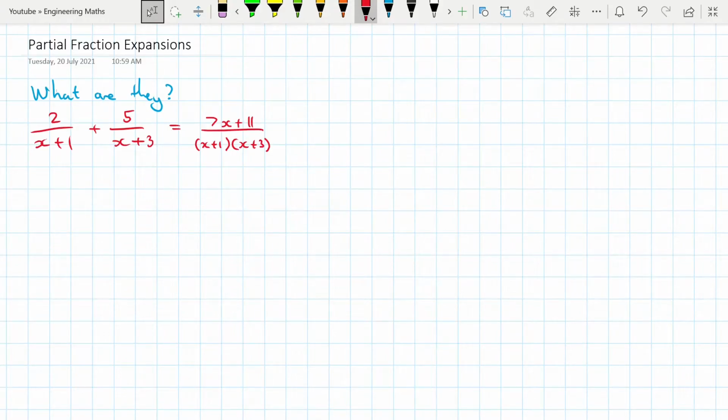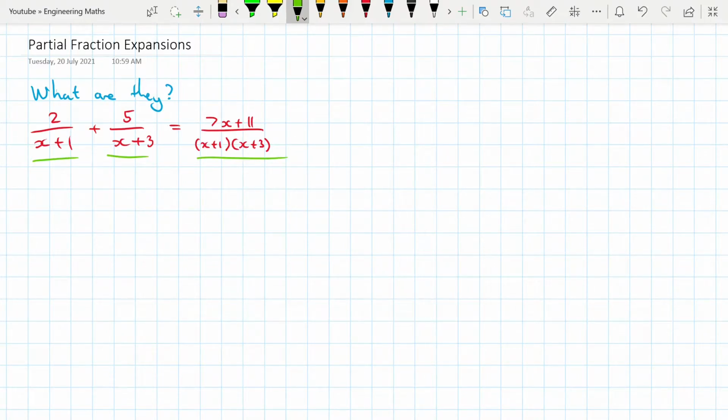Okay, so in today's video we're going to go over partial fraction expansions, also called partial fraction decompositions. So first of all, what are they? Well, I think the easiest and most intuitive way to understand what a partial fraction expansion is would be to go over an example. So I'd just like to quickly run over how we get from these two fractions on the left to just one fraction on the right.